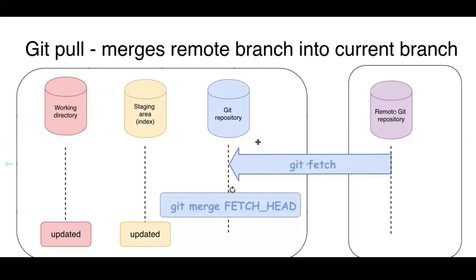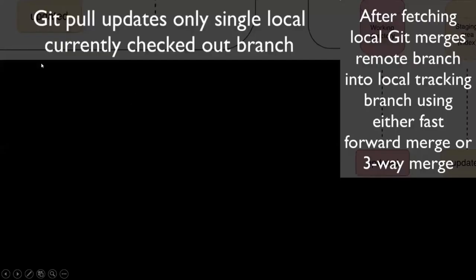If we move from the remote Git repository to the local Git repository, it fetches all branches and all commits, but the structure format is set by the git merge FETCH_HEAD command. The working directory and staging area are updated with the help of this command. Git pull updates only a single, currently checked out local branch. Like if I am in the master branch, then whatever commits are present in the master branch in the remote Git, or GitHub, are added in the local repository.